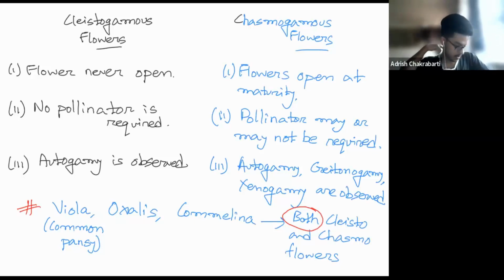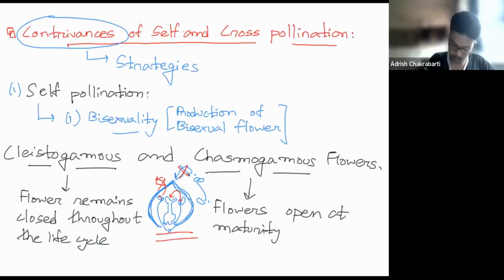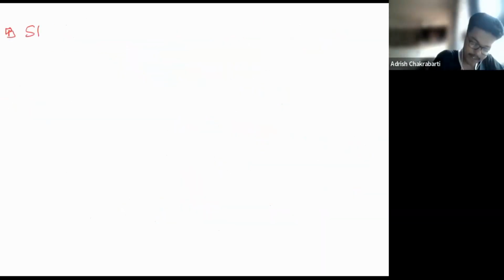Viola, oxalis, commelina. They have both clistogamous and chasmogamous flowers. Okay. So this example is directly taken from the NCERT, so you can take note of that. So we have completed the contrivances of self-pollination. Now coming to contrivances of cross-pollination. Some writing strategies. Okay, strategies of cross-pollination.